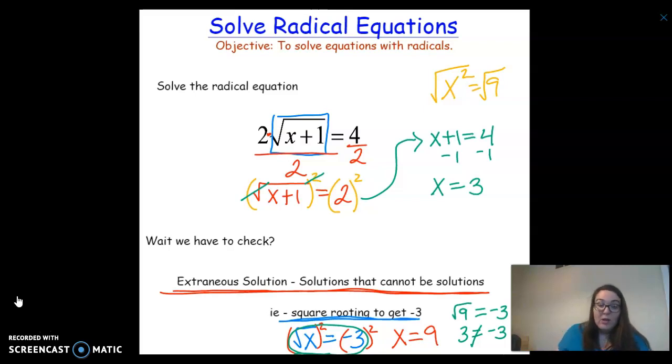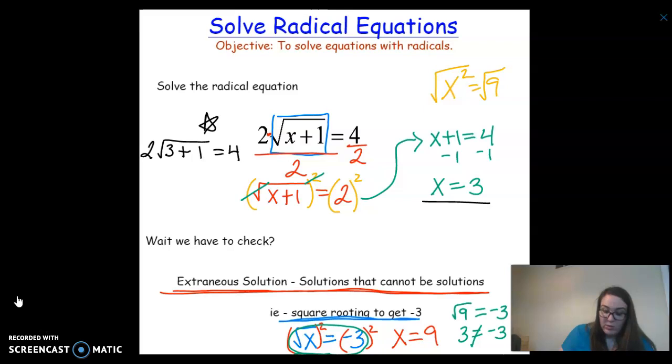So what I'm going to do up here on this first equation at the top is go back and check 2 times the square root of x plus 1. Well, we got x to be 3. So 3 plus 1, will it equal 4? We're checking, does this work? I'm just going to simplify. Square root is kind of like a parenthesis symbol. 3 plus 1 is 4, so 2 square root of 4.